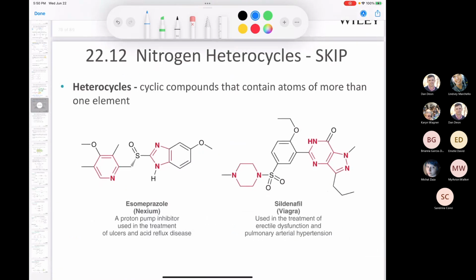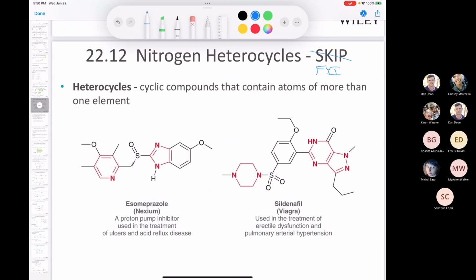The whole part about nitrogen heterocycles is something we skip. I'm not going to ask you any questions about pyrrole and pyrimidine. However, it's a very short section, so I would say it's not necessarily a skip. I'd say it's more of an FYI. If you want to take the time to read through that, I think it's a good thing.